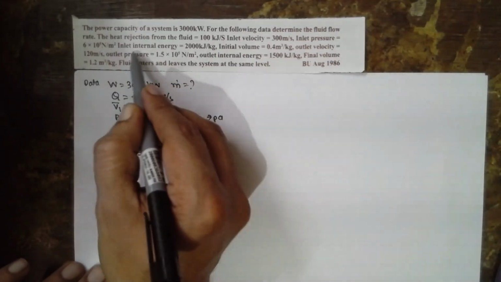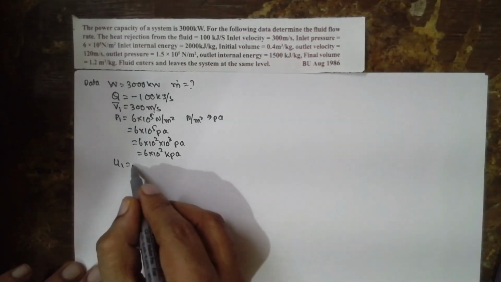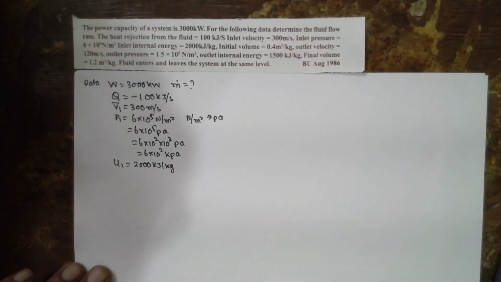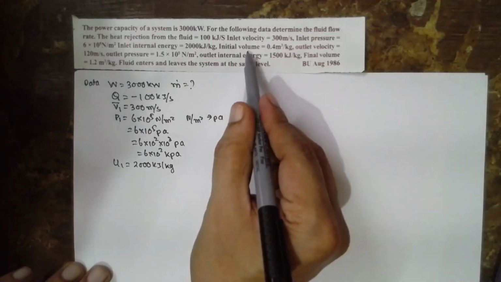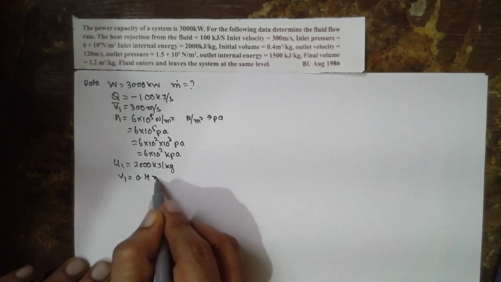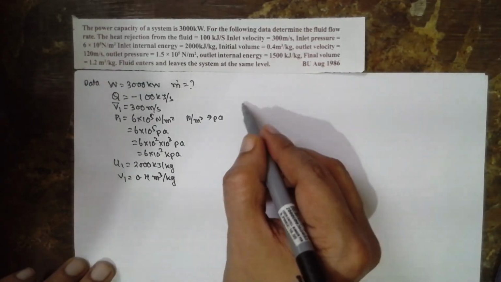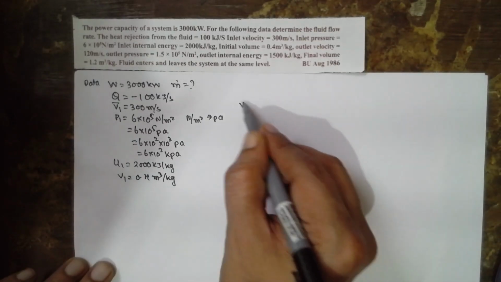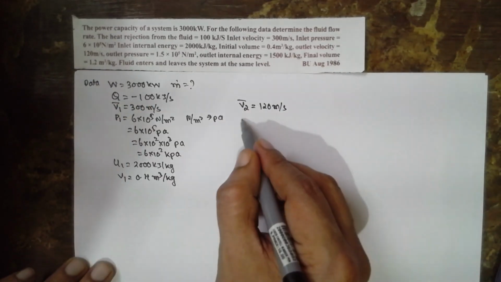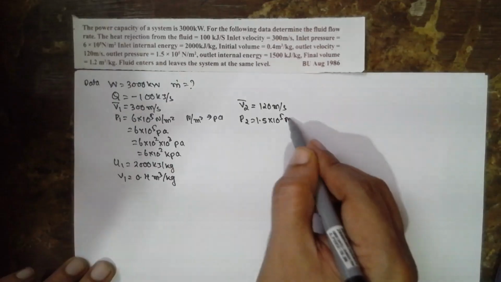The inlet energy is given, that is U1 is equal to 2000 kilojoule per kg. U1 is the inlet internal energy. The initial volume is given: V1 is equal to 0.4 meter cube per kg. The outlet velocity V2 bar is 120 meter per second. The outlet pressure P2 is equal to 1.5 into 10 raised to 5 Newton per meter square.